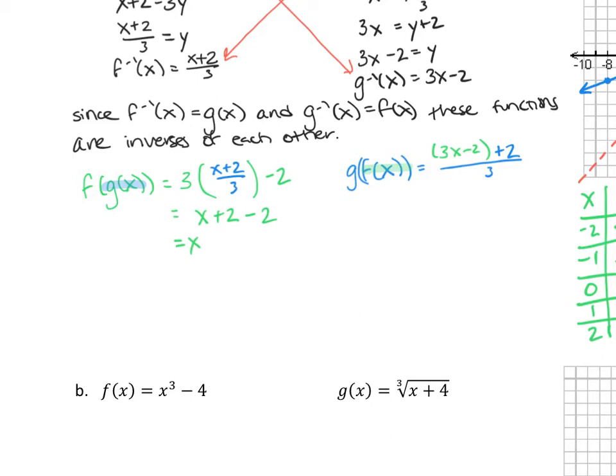From here, starting with the numerator, we have that minus 2 and that plus 2. So this is going to become 3x over 3, multiplying by 3 and dividing by 3. These cancel out, and they both get us x.